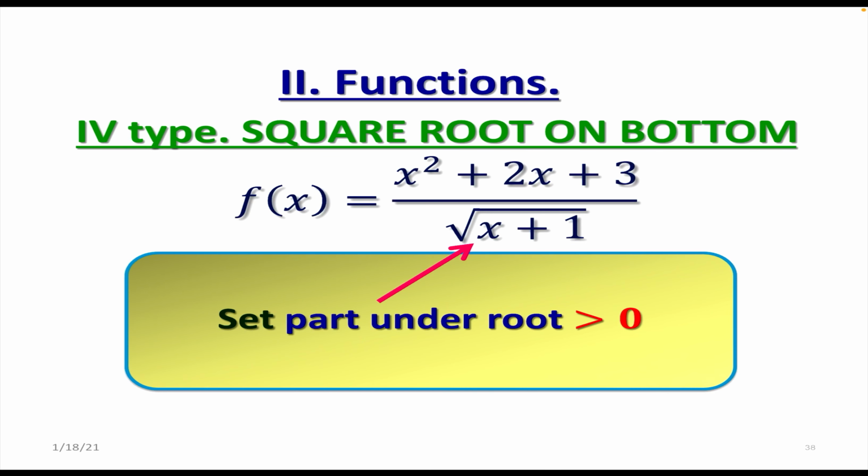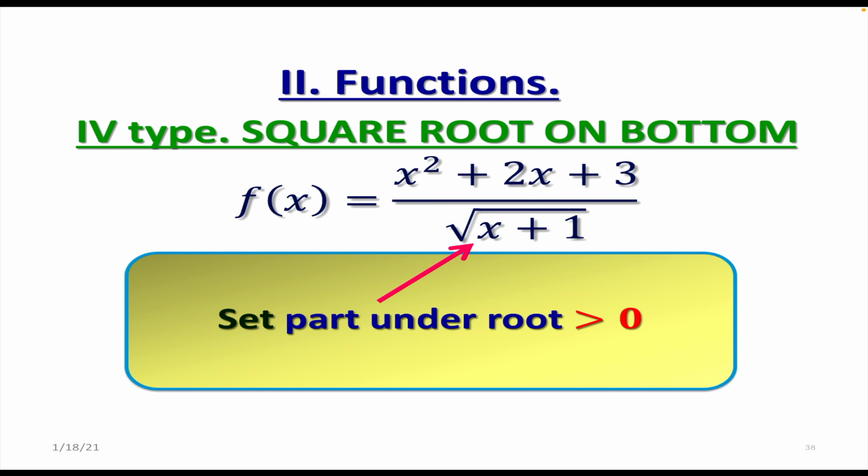The fourth type is going to be, I think, the most complicated one. Square root on the bottom of your rational expression, of your rational function. Say you have f of x equal x squared plus 2x plus 3 over square root of x plus 1, and we need to find the domain.